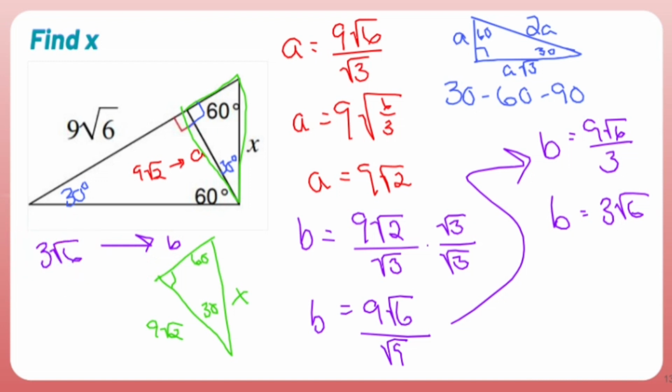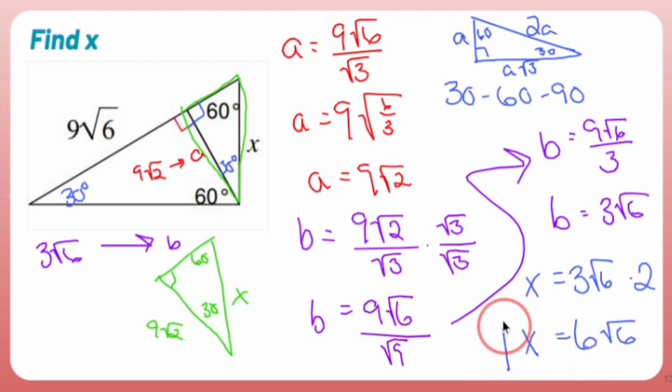So if I have a 30, 60, 90 triangle and my job is to find the hypotenuse and I have the smaller leg, I'm finding x now. I take this smaller leg, 3 root 6, and multiply it by 2. 2 is outside the square root, so is 3. So 3 times 2 is 6. X equals 6 root 6. No units, nothing like that. We use special right triangles in order to find missing parts of two right triangles glued together. Fun, fun, fun, fun, fun.